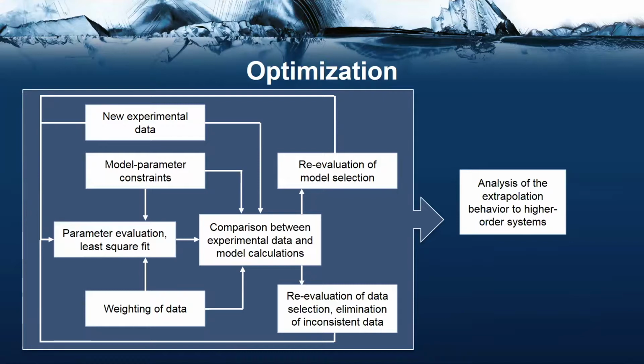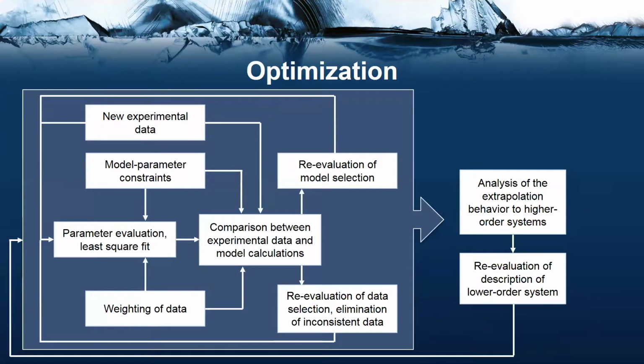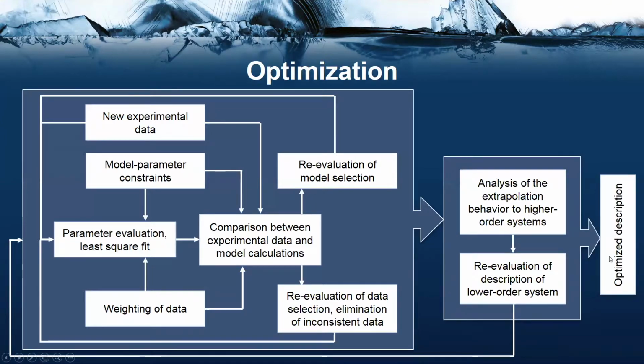In this case, the ternary experimental information is used to improve the binary description. This new information is used to re-evaluate the description of the lower order system. And as you can see, then we move back to this one and we have to optimize it again. And when this procedure is done, we have reached our optimized description of the system.